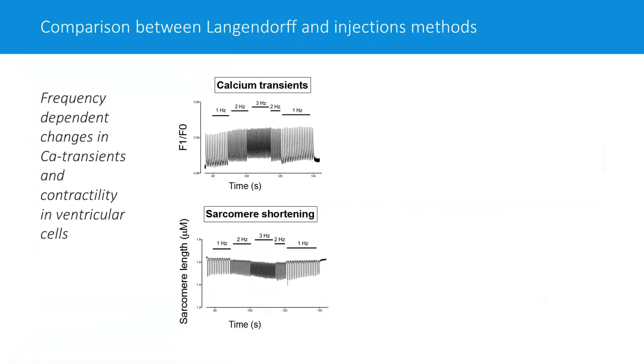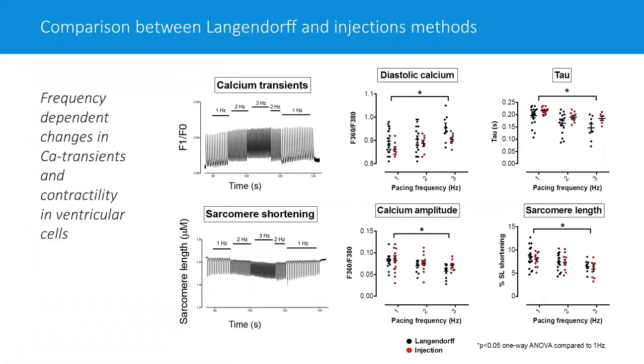Then we've done some functional experiments. We loaded the cells with a calcium dye, fura, and then recorded calcium transients and sarcomere shortening at different frequencies, going from 1 hertz to 3 hertz. We've looked at diastolic calcium, at tau, which is calcium decay, at calcium amplitude and sarcomere length, and we really didn't find any differences between the Langendorff and injection. We found that at individual frequencies, they behaved in exactly the same manner. So effectively, a healthy cell is a healthy cell.